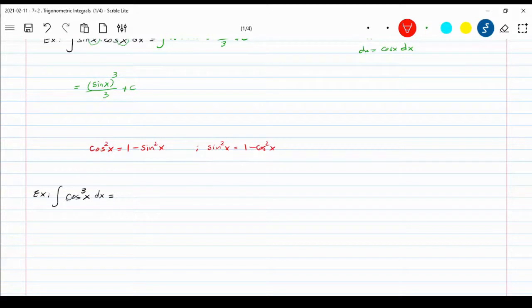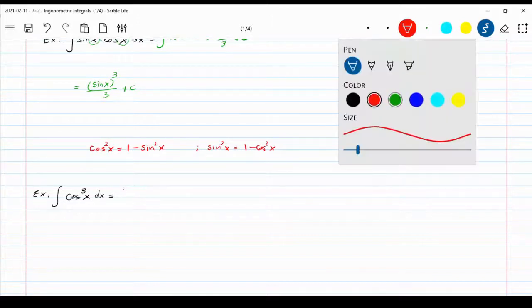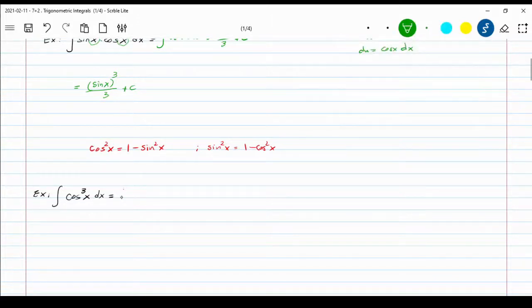Okay, so instead of cosine cubed, the technique would be to write this. Let me write the solution in a different color. Let me use green. Okay, so the technique would be, instead of cosine cubed, you would write it as cosine x to the second power multiplied by cosine x.